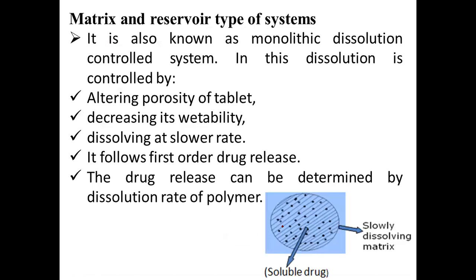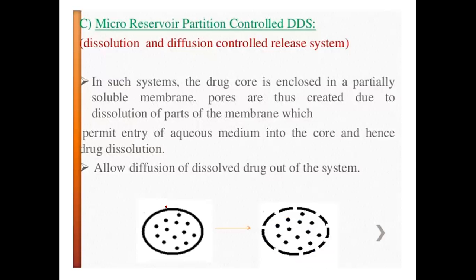And second, matrix and reservoir types of systems. It is also known as the monolithic dissolution control system. In these, dissolution is controlled first by altering the porosity of the tablets. We can decrease its wettability. We can reduce the rate of dissolving capacity. Also, it follows first order drug release mechanisms, and the drug release can be determined by the dissolution rate of polymers. This is the matrix system.